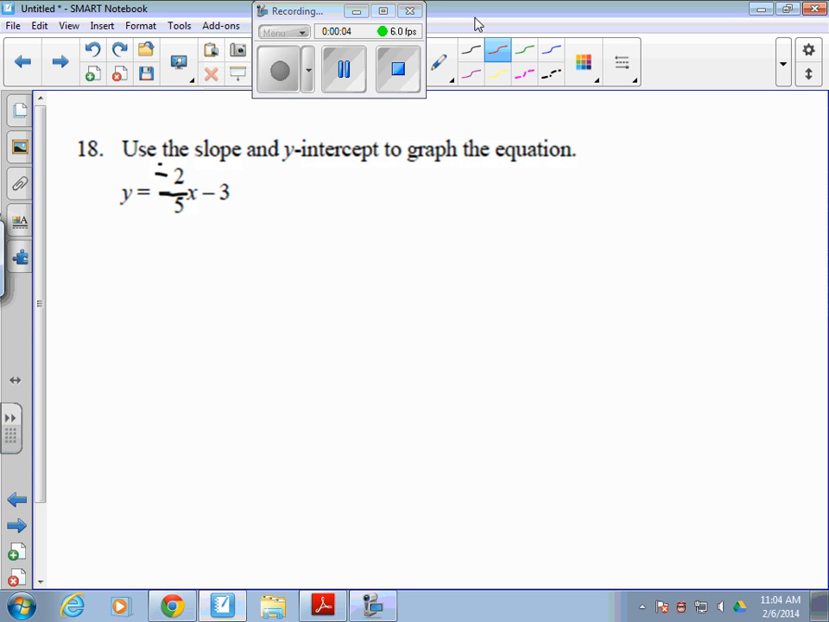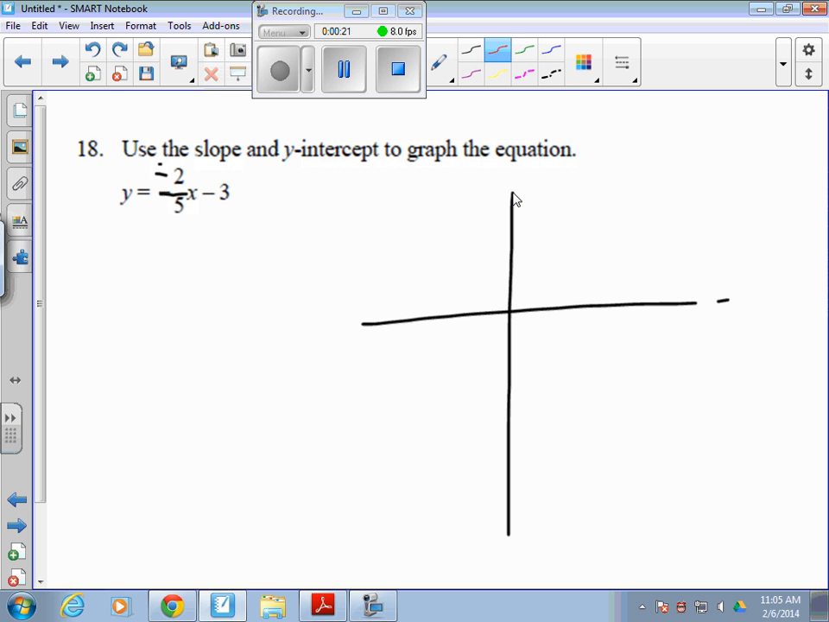Okay, this is Algebra 1. It's a test from week number 5. This is our study guide. We're picking up on number 18, part 2 of it. 18 says use a slope and y-intercept to graph the equation. It gives us everything we need to graph it.